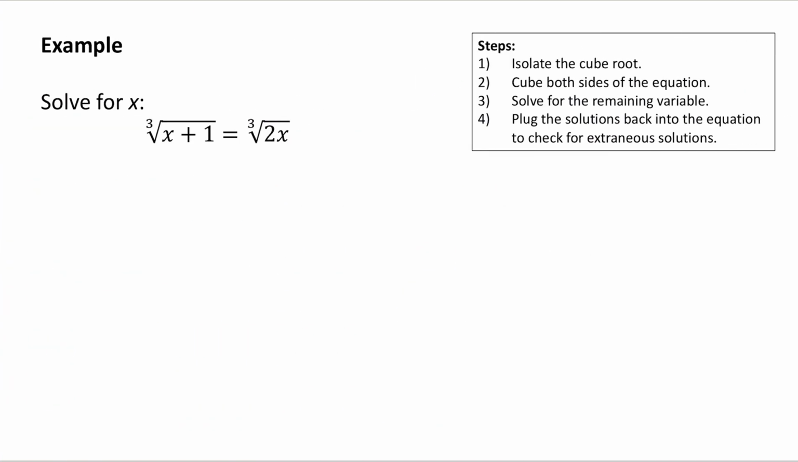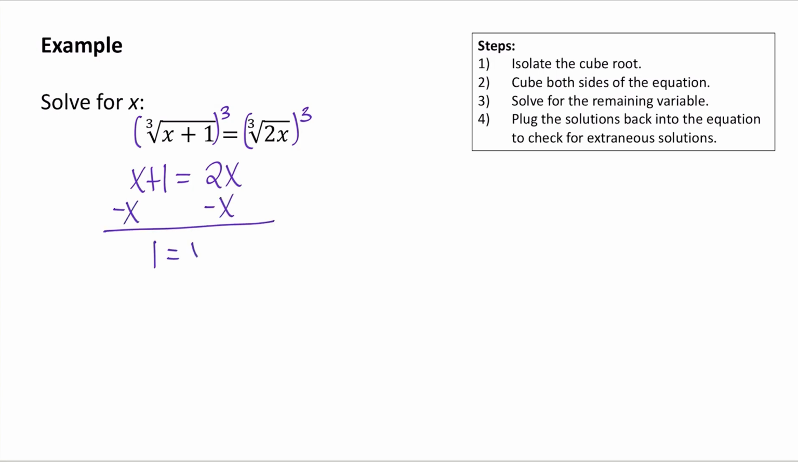Now let's try solving this problem for x. We have the cube roots isolated on either side of our equation, right? Since they're alone, we can raise both sides to the third power. When we do that, we get x plus 1 equals 2x. Now we can solve this equation for x by collecting all the variables on one side. We're going to subtract x from both sides. That gives us 1 equals x.